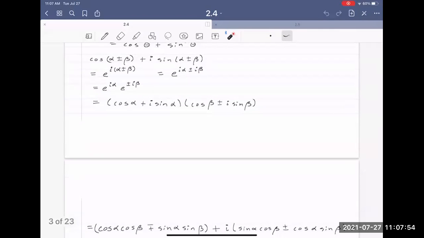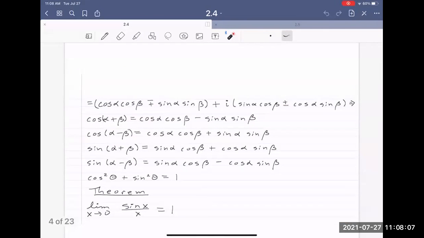We also have shown that sine of alpha plus beta is sine alpha cosine beta plus cosine alpha sine beta. And sine of alpha minus beta is sine alpha cosine beta minus cosine alpha sine beta.